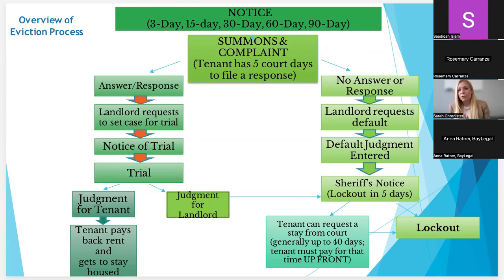I'm going to move on now to the right-hand column of the screen. So going back up to the top, the summons and complaint: the landlord has filed their complaint with the court. If a tenant does not file a response within that 5-day deadline, a landlord can go in for judgment right away. They go in and request default, and it's going to be granted because the tenant hasn't responded. And it's as if you went to trial and lost, except it all happens immediately.